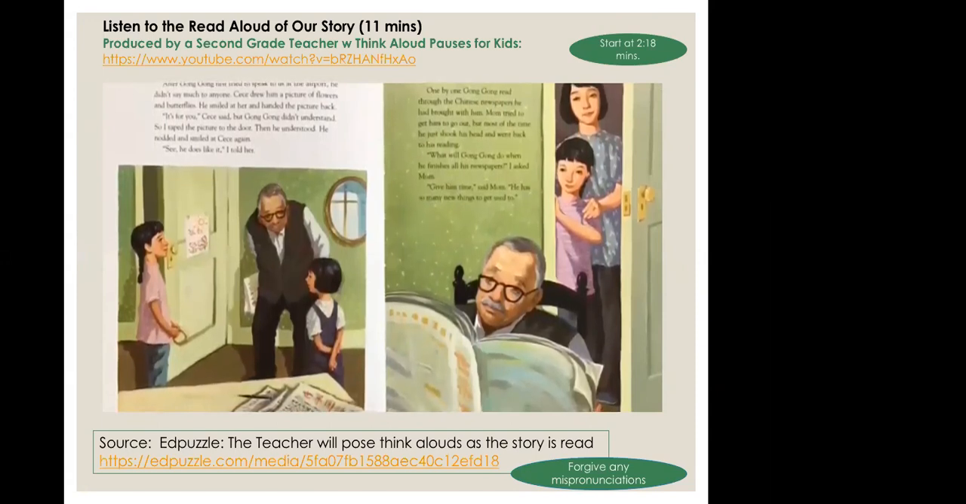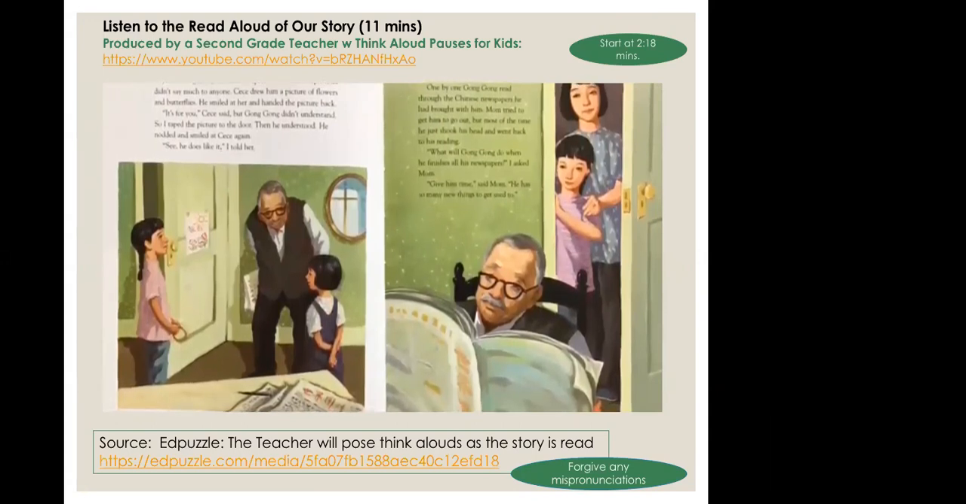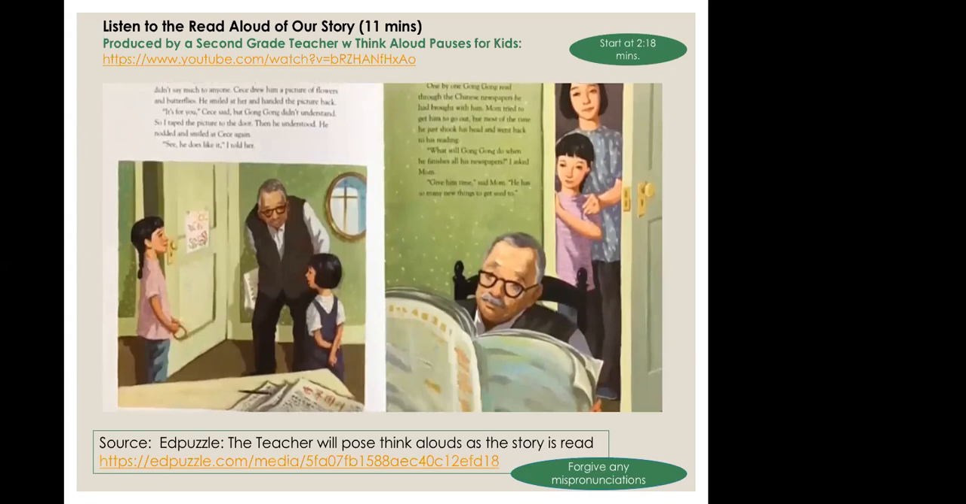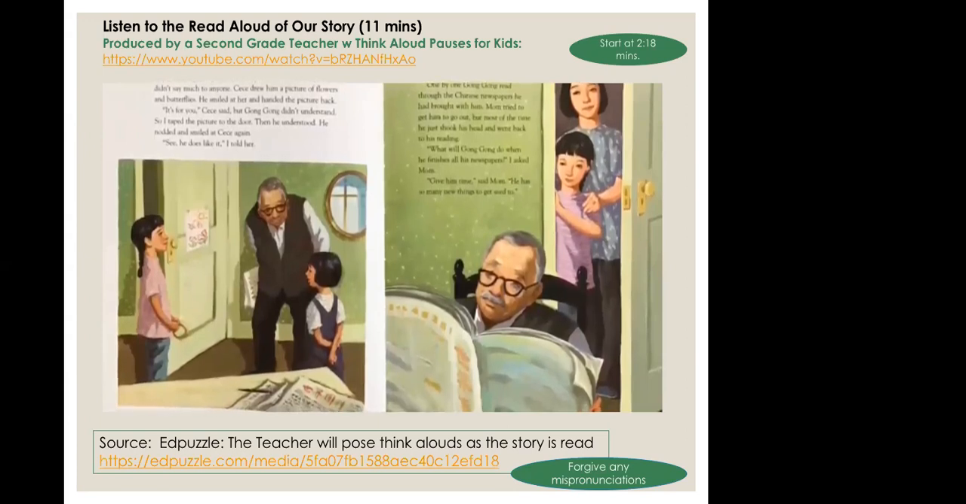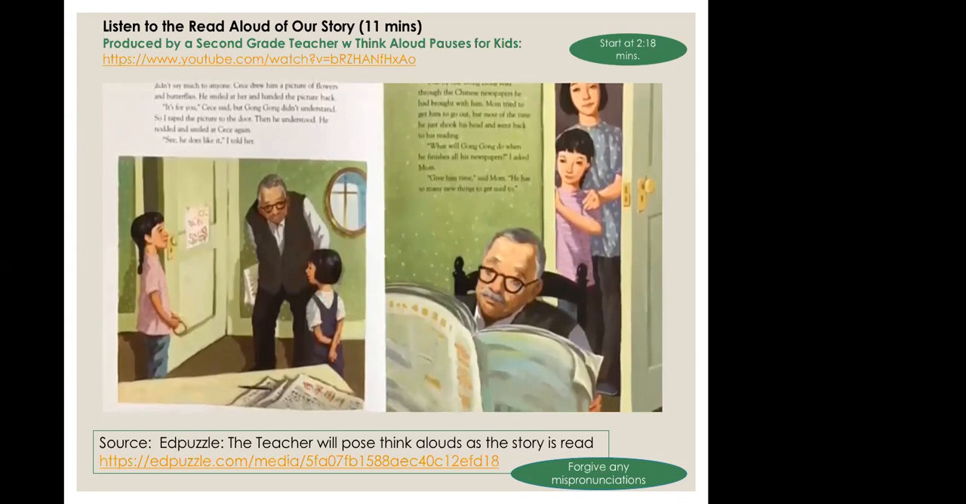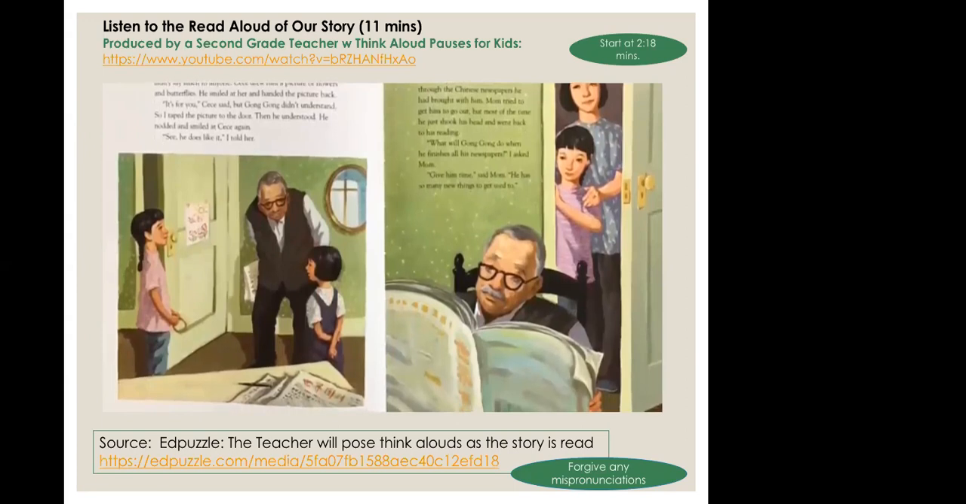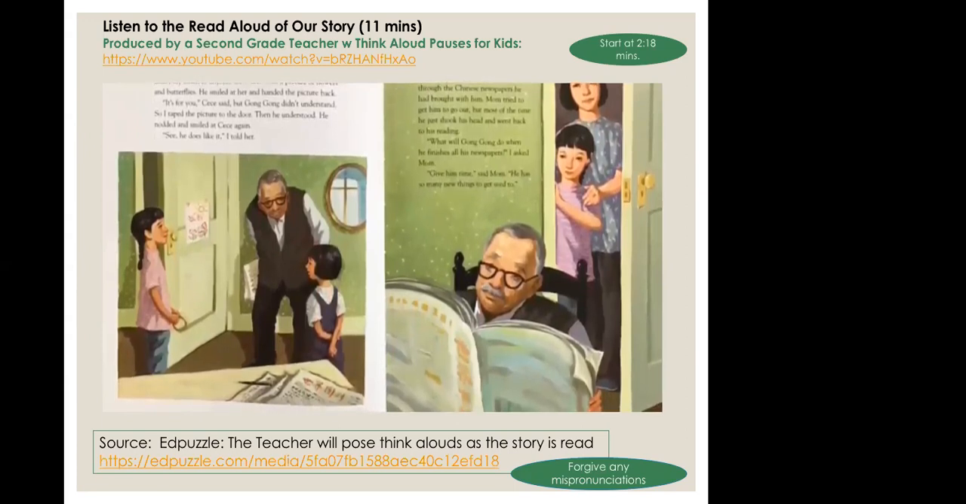One by one, Gong Gong read through the Chinese newspapers he'd brought with him. Mom tried to get him to go out, but most of the time, he just shook his head and went back to his reading. "What will Gong Gong do when he finishes all his newspapers?" I asked Mom. "Give him time," said Mom. "He has so many new things to get used to."